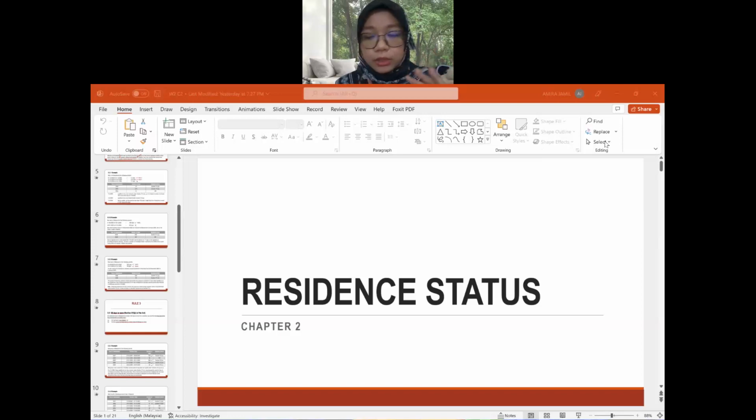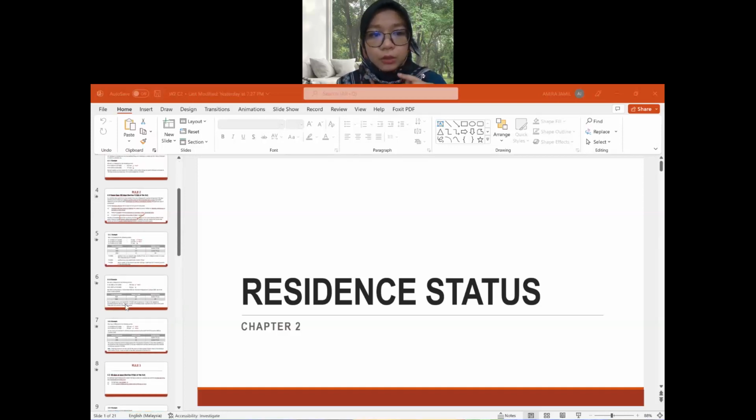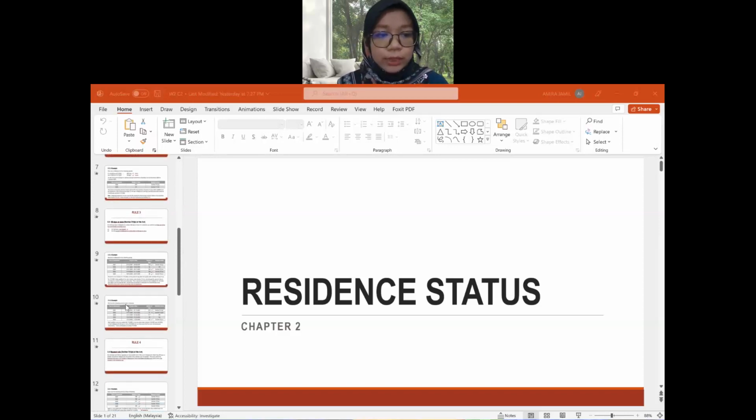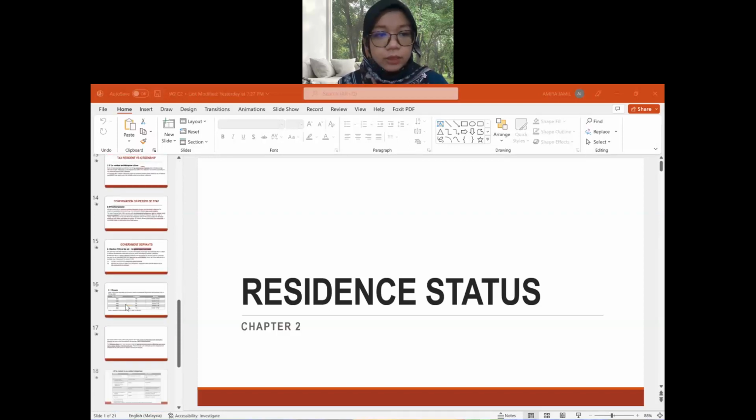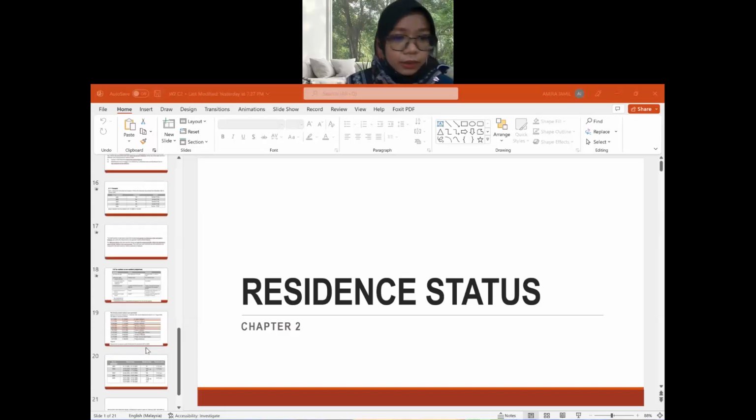In your textbook, this chapter focuses on individuals and companies. But for our subject, Tax 1, we only cover the individual part and we don't cover the company part. That you will learn in Tax 2. So for Tax 1, it's just about the individual, how you determine it using the 4 rules, and there is also a different rule for government servants.